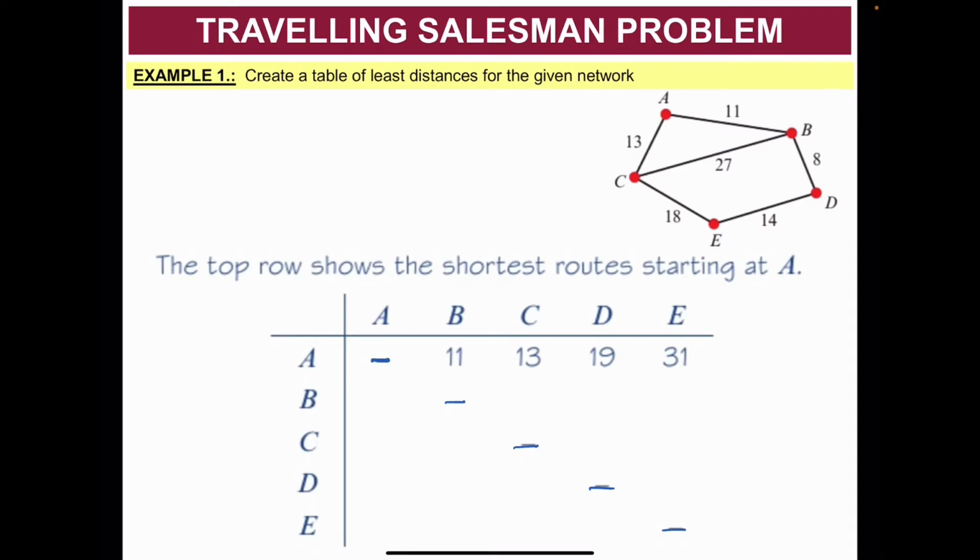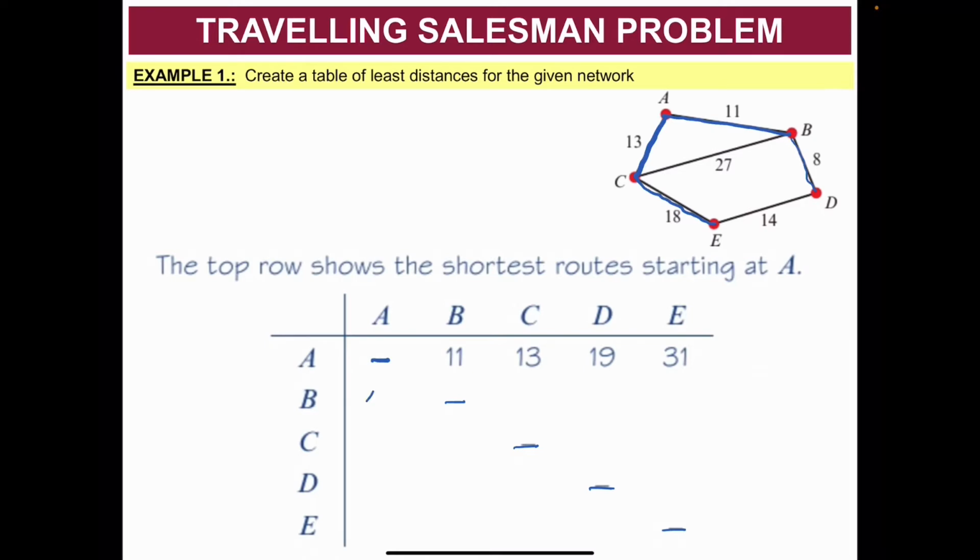From A to C, again, is the direct link, 13, but you can always check if there is not a shorter way. From A to D, it's 19 because you go to B and then to D, that's the shortest one. And A to E, you have several options. You can go 11 plus 8 plus 14, but that would be longer than when you just go A to C and then to E, which would be 31. So I will do the next one.